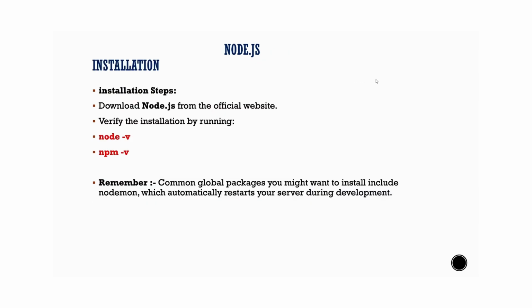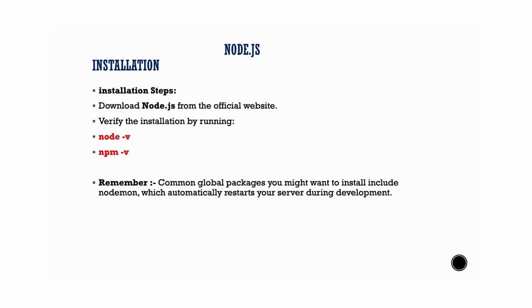Now we will discuss how to install Node.js. Download Node.js. Visit the official Node.js website and download the appropriate installer for your operating system. Follow the installation wizard prompts to set up Node.js on your machine. This will also install npm.